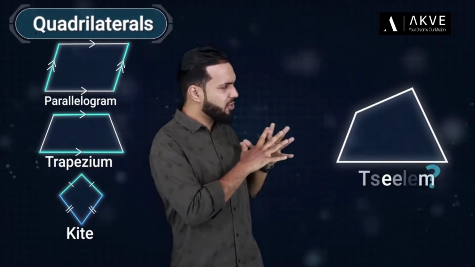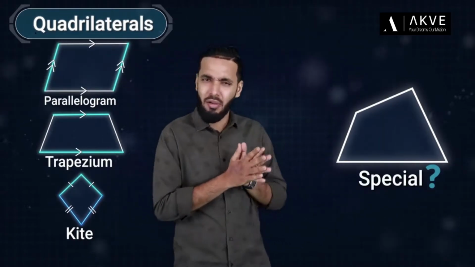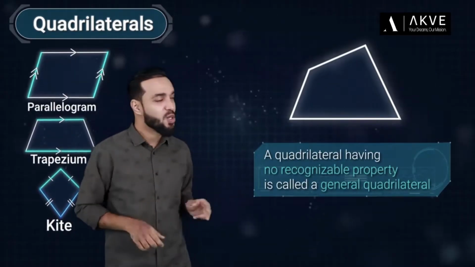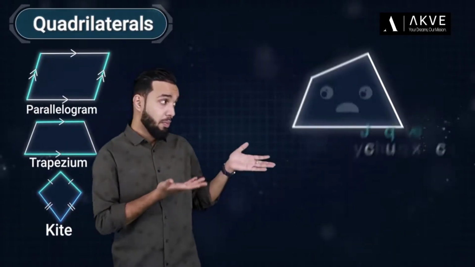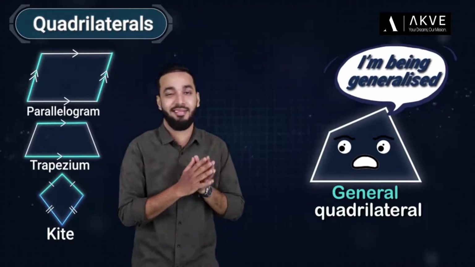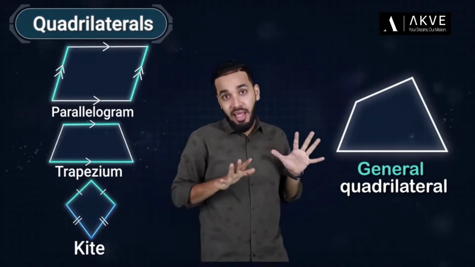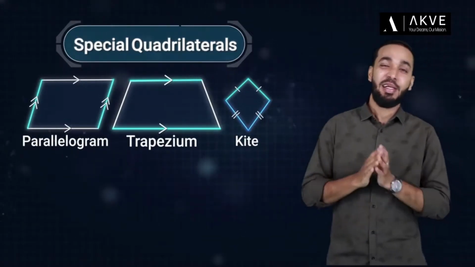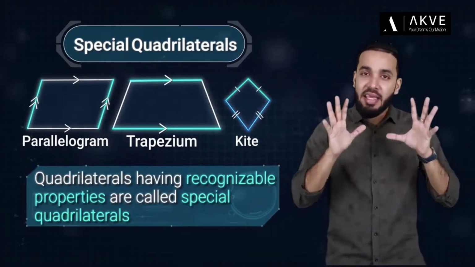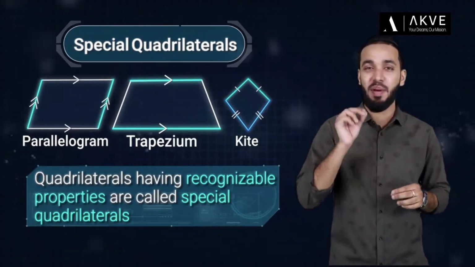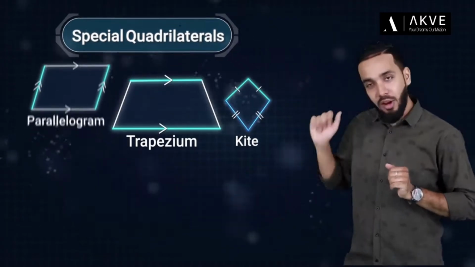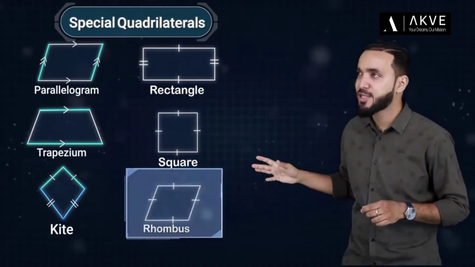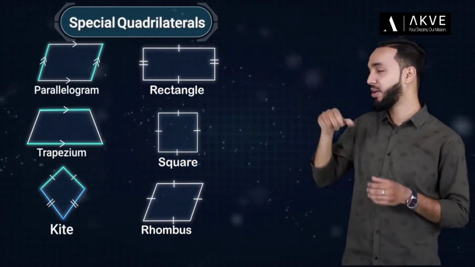Is there anything special about this one? Well, it doesn't seem like it, right? So, such a quadrilateral having no recognizable property is called a general quadrilateral. Poor quadrilateral being generalized. Now, a quadrilateral that is not general is a special quadrilateral. Isn't that obvious? So basically, quadrilaterals having recognizable properties are called special quadrilaterals. So, parallelograms, trapeziums, kites, rectangles, squares, rhombuses all come under special quadrilaterals.